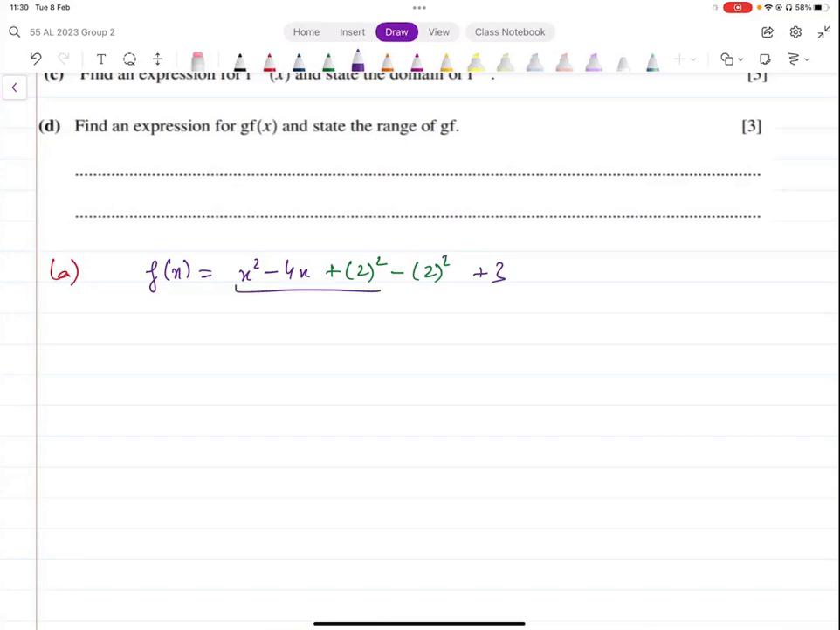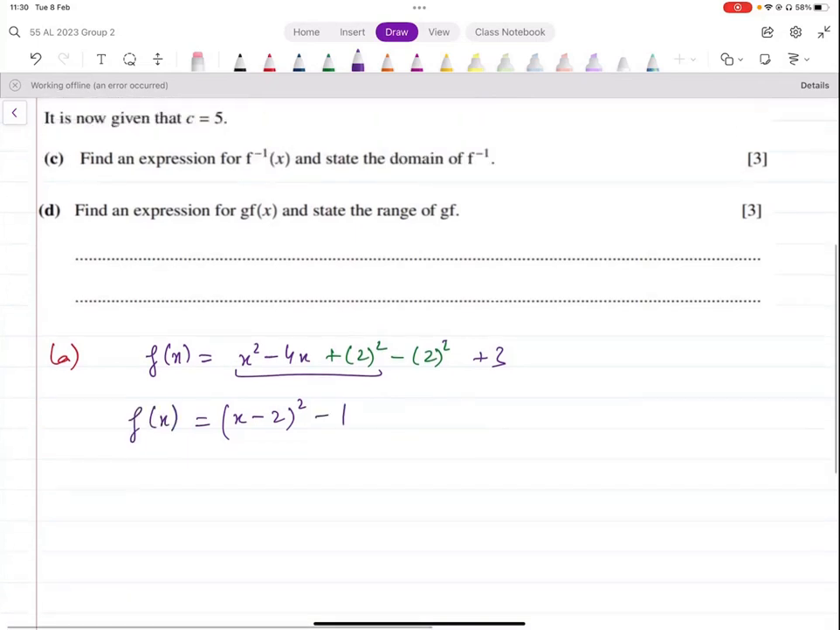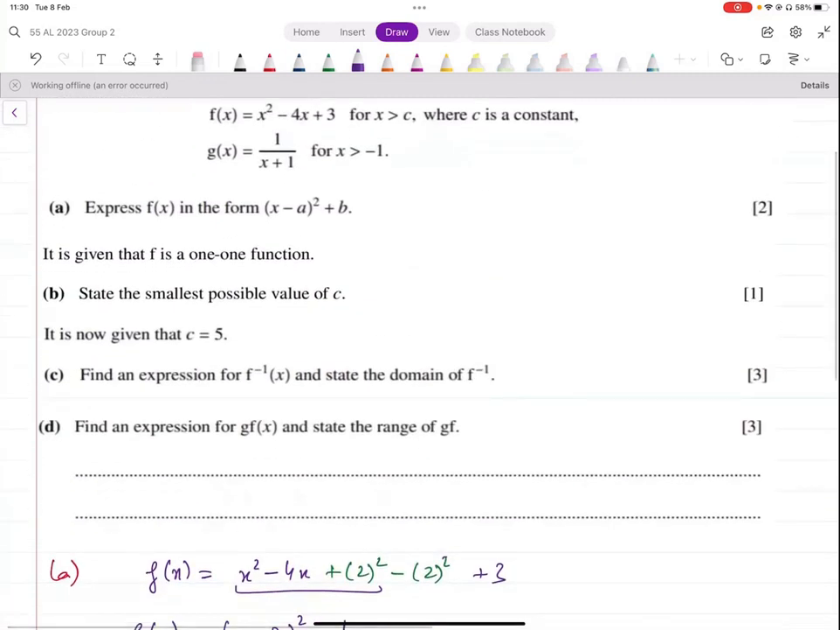Okay, the first 3 terms here give us a perfect square. It's going to be (x minus 2) whole square. And outside we've got minus 4 plus 3, which is minus 1. So you've got f of x. Okay, you've completed the square. That was the first thing that you had to do. Okay, that's 2 marks.